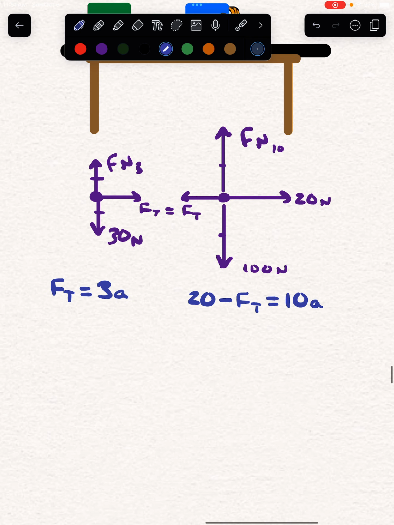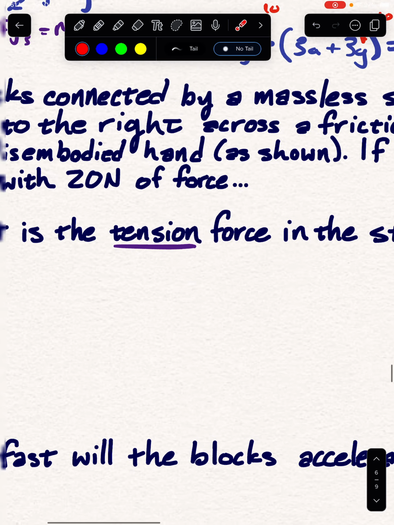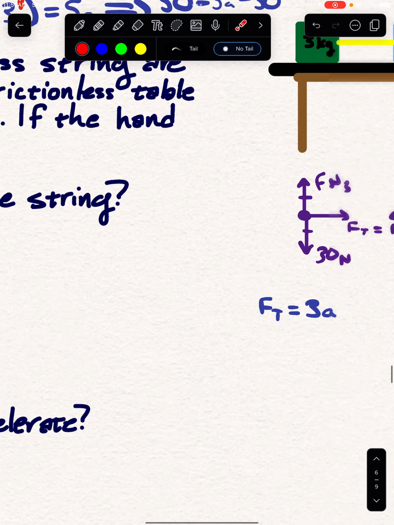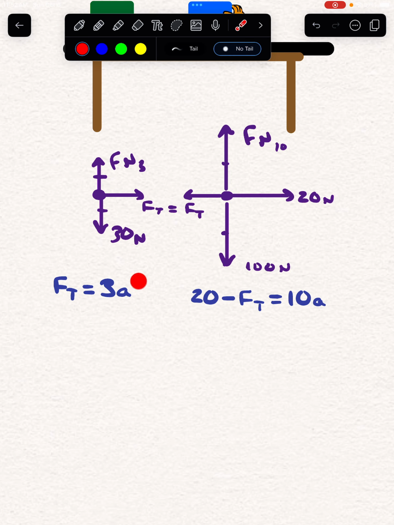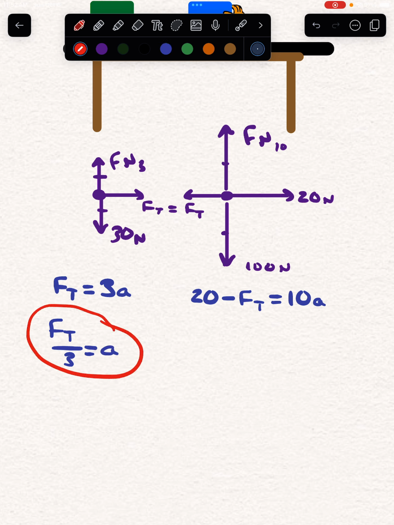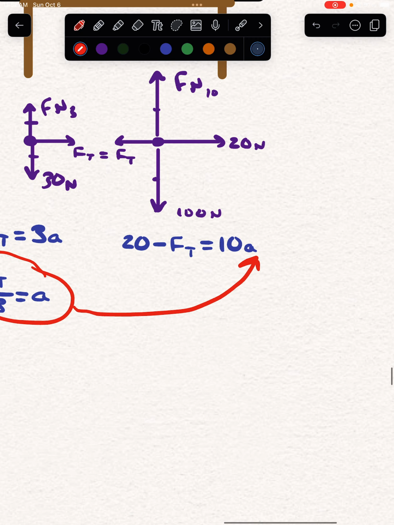Okay, so now I see I have two equations and I have two unknowns in each equation. So which one do I substitute? Well, this is asking me for the tension force, so I probably don't want to substitute out the force of tension because I'm looking for it. So instead, I'm going to try to substitute out the acceleration, and I'm going to work with this equation because this one has a lot going on, and that's not fun. So let me bring my 3 over, so I get FT over 3 is equal to A, because now I can take this and plug it in for my acceleration in this equation.